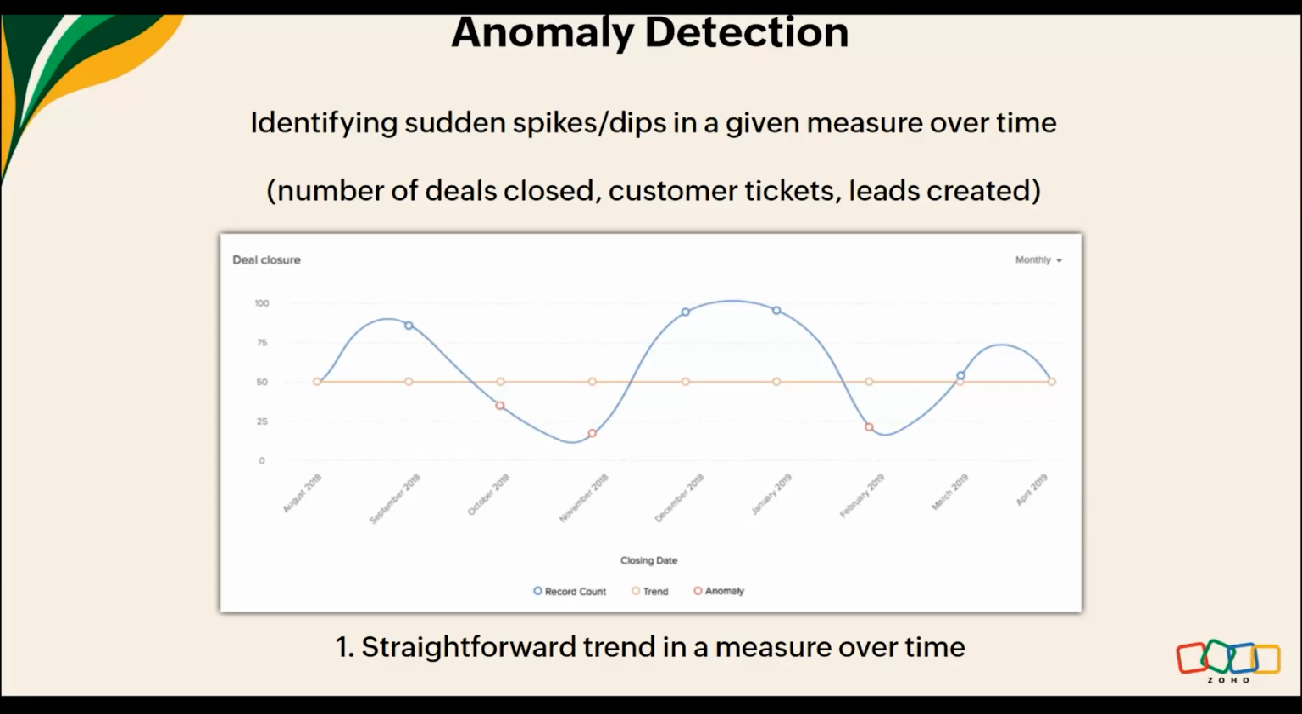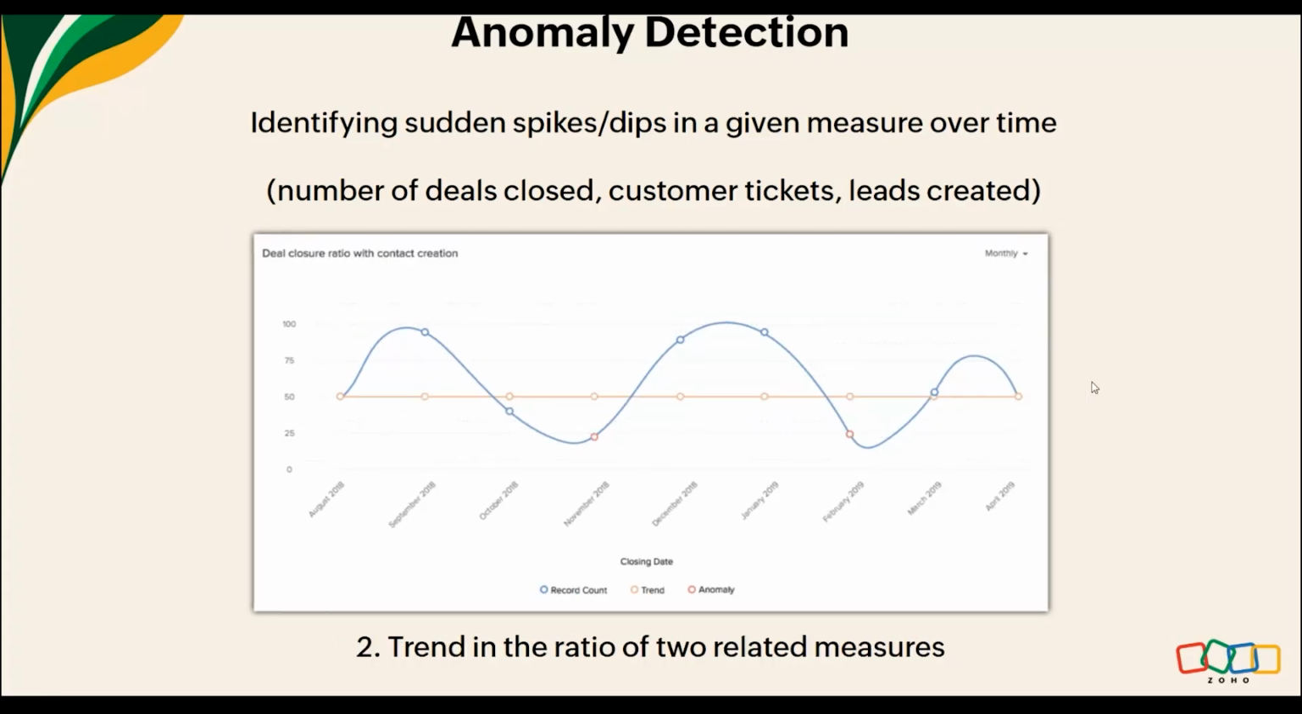Now, there are three basic types of anomaly detection charts that you can create. The first one that you see here is pretty straightforward. We just take a single measure and look at its trend over time. So here you're just looking at the number of deals that are being closed every month.